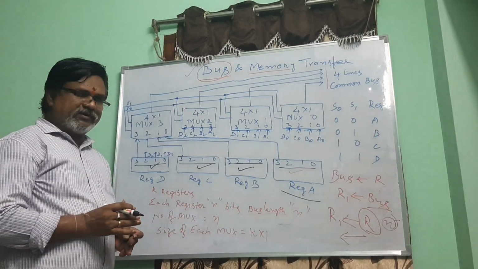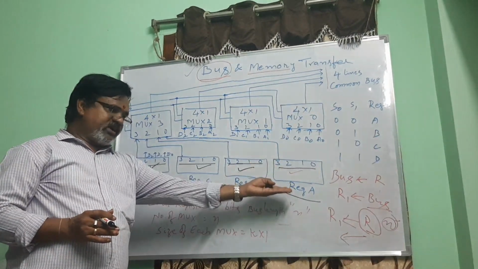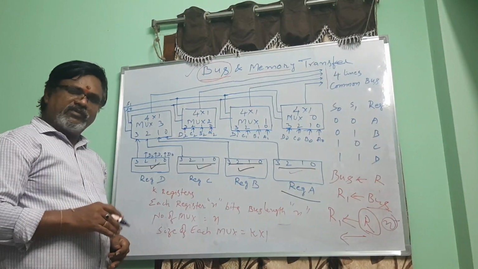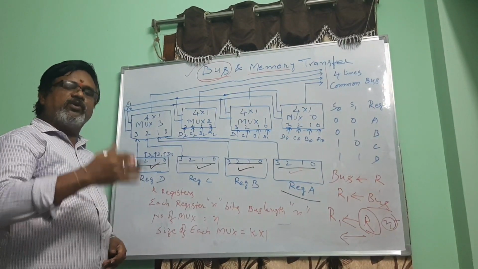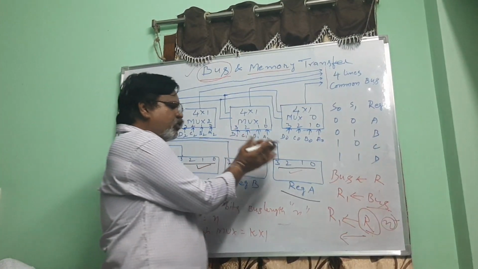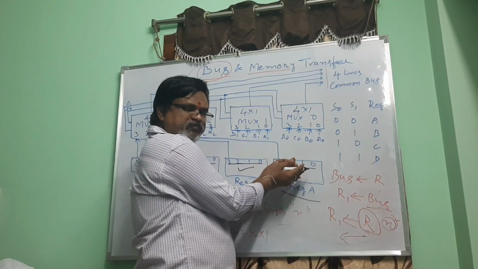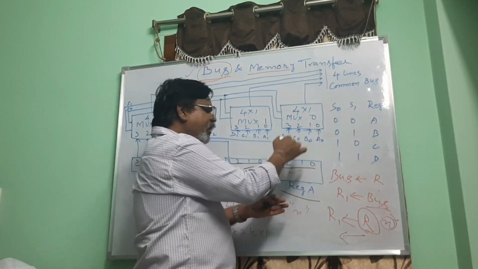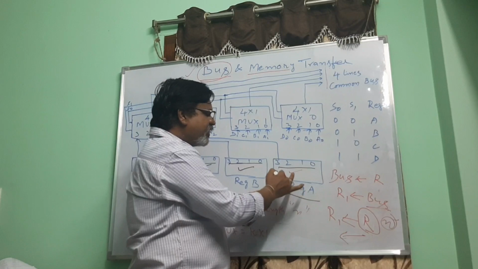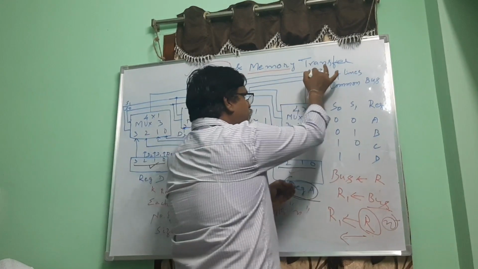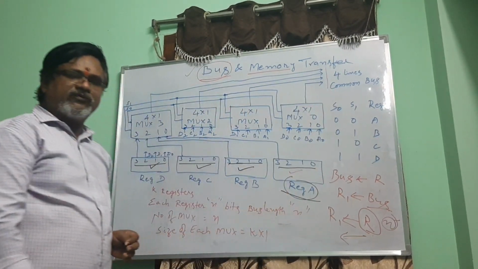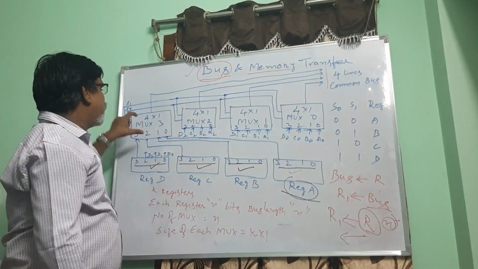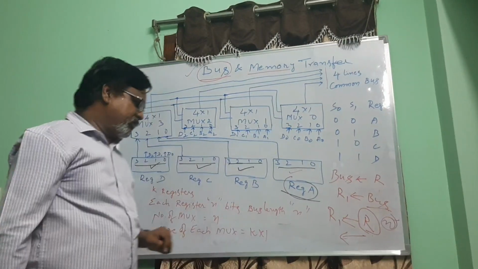So I want to transfer the 4 bits of register A to some other place. It may be to memory, or it may be to another register. If I want to move these 4 bits to some place, first I need to copy the data available in these 4 bits onto these 4 bus lines. For the copying purpose, we are using the concept of multiplexers.